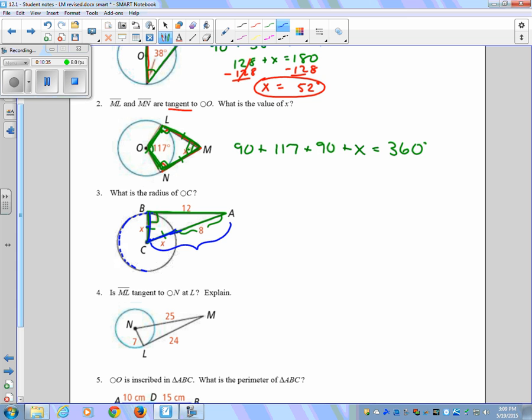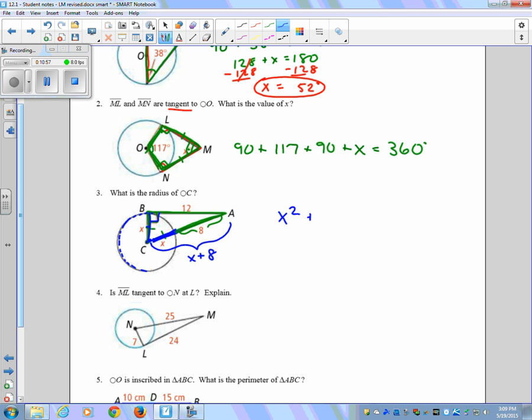We have to write an expression for that. If from here to here is x, and from here to here is 8, then the whole side is considered x plus 8. So now we've got three sides, the three sides of the triangle. It's a right triangle, and we can use the Pythagorean theorem.